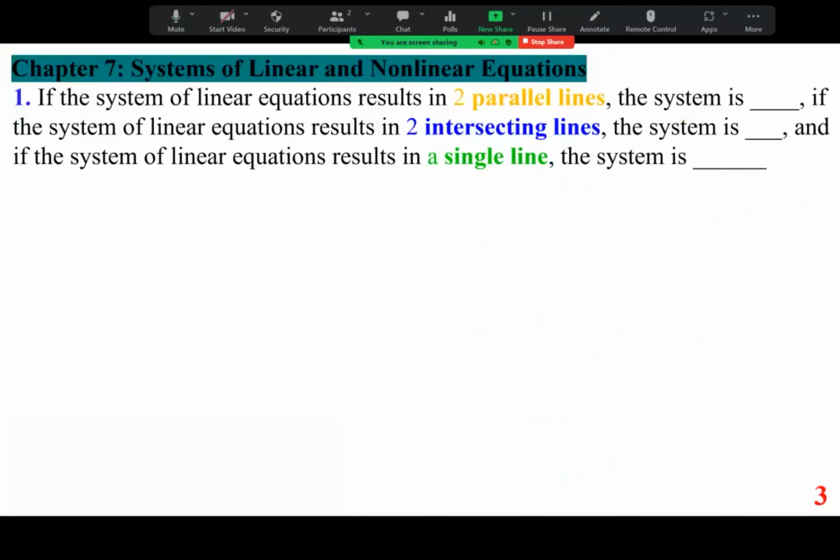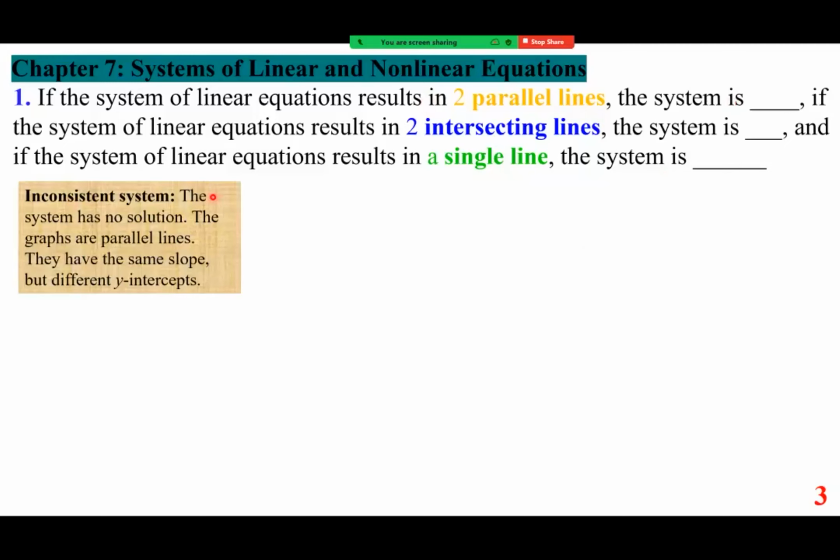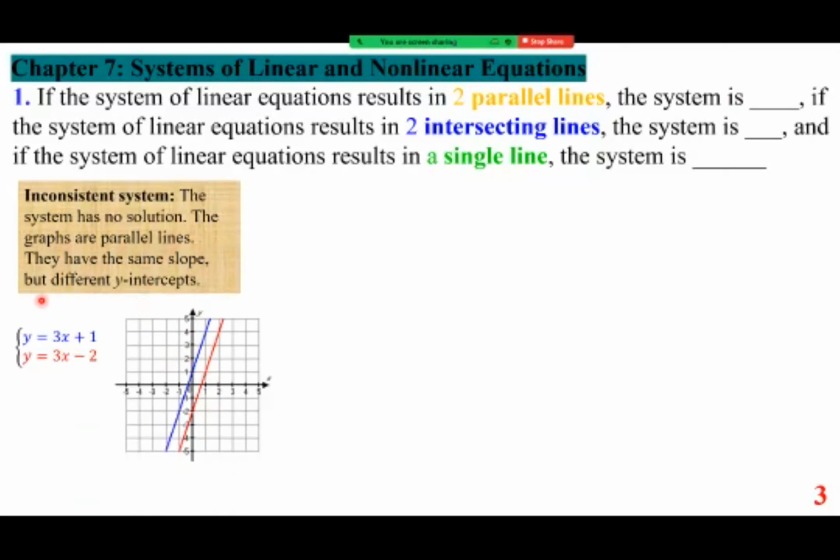All right, if the system of linear equations results in two parallel lines, the system is an inconsistent system, which means the system has no solutions. The graphs are parallel lines. They have the same slope, but different y-intercepts. Here's an example. You can see they have equal slopes, different y-intercepts. And if you were to solve it by substitution or addition, you would end up with a contradiction such as 0 equals 7. So the system is inconsistent.